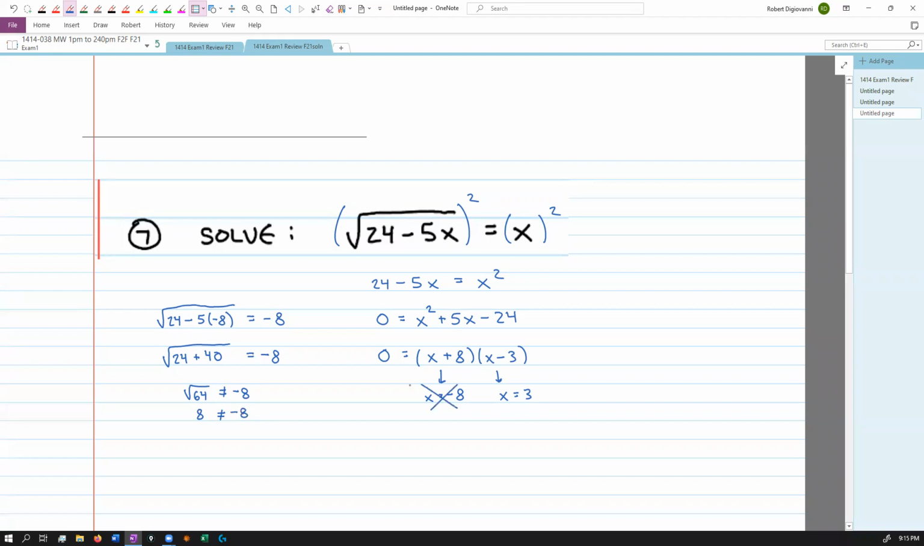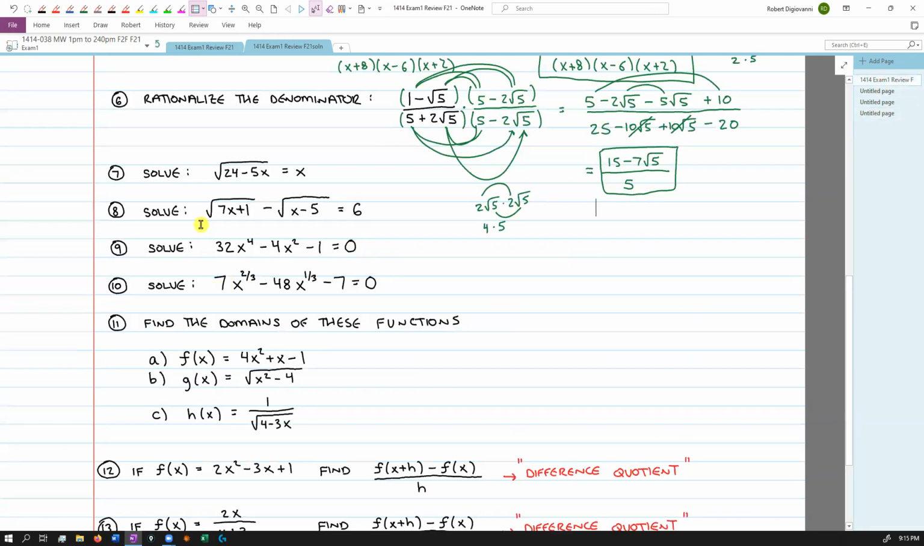I have to check 3. So if I check 3 in there, square root of 24 minus 5 times 3, does that equal x, which is 3? Well, this is root 24 minus 15 equals 3. 24 minus 15 is 9. Square root of 9 is 3. So 3 equals 3. That's correct. So the only solution we have here is 3. Okay, let me go to the next one here.